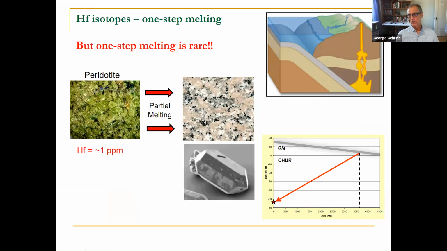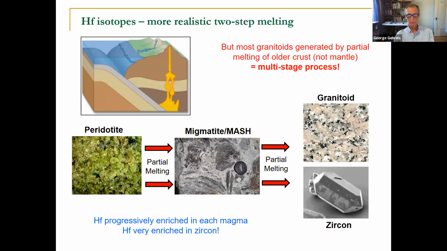Unfortunately, this just doesn't happen very often, right? If you know about igneous petrogenetic processes, you really don't get very much granite by partial melting of the mantle. It's usually a more complicated process, maybe a two-step or a multi-stage process. Maybe it's usually something more like this, where you begin to partially melt the mantle.